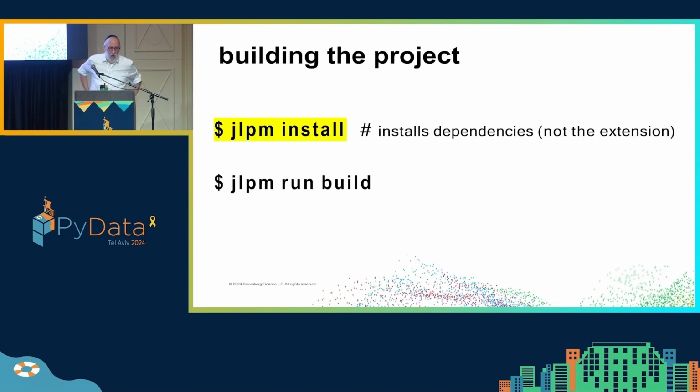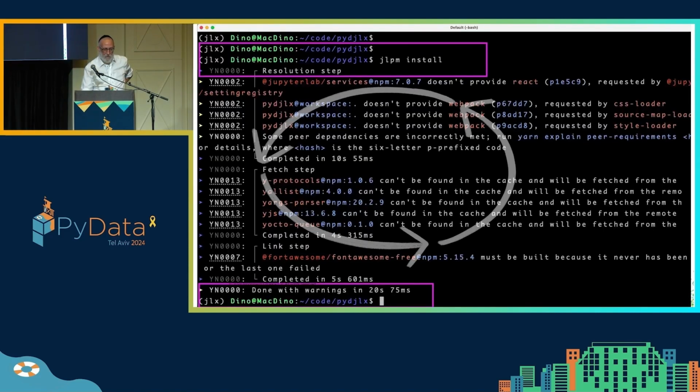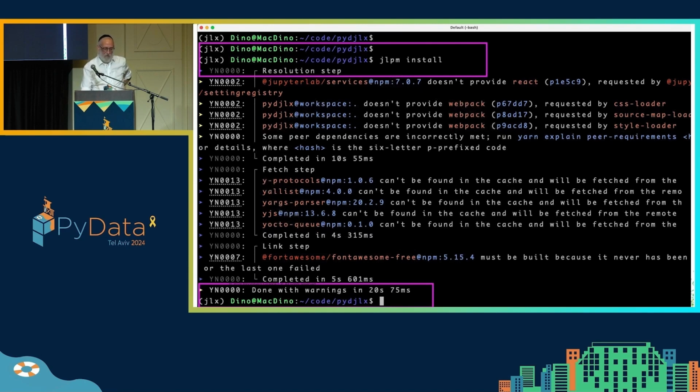So now we want to build our project. Before we can build our project for the first time, we have to install the dependencies. So we're going to run the package manager, the jlpm install command. Again, this installs the dependencies of our package. It's not installing the package itself. When you run that, this part of the screen will repaint several times as it's resolving all the dependencies. Mine took about 20 seconds to run.